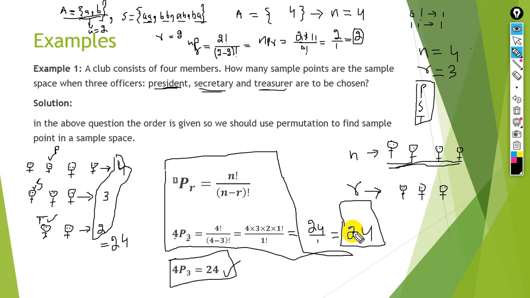Now what does this 24 mean? We said earlier in the definition that this is the number of sample points from a sample space. So now what does this number of sample points mean? So let me explain this.